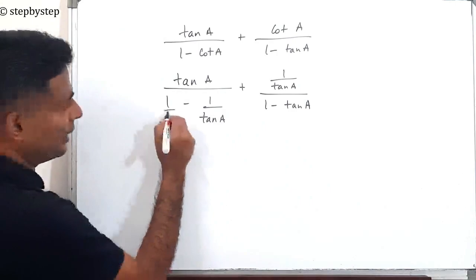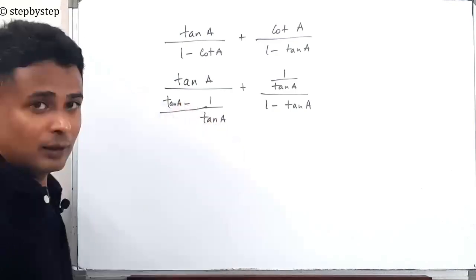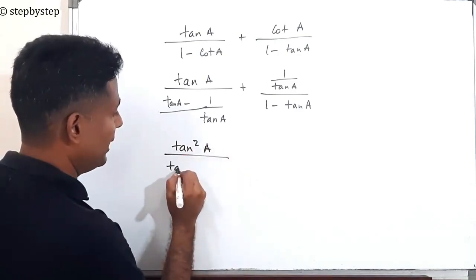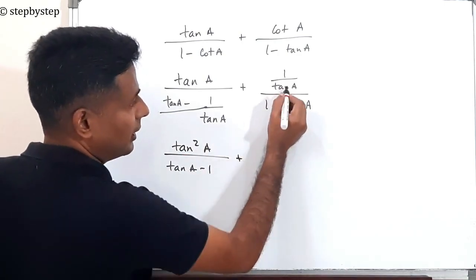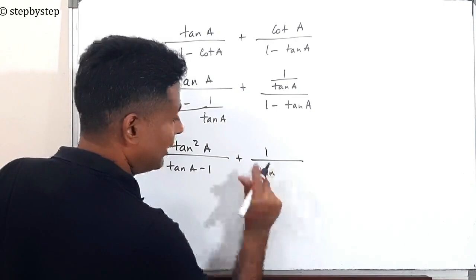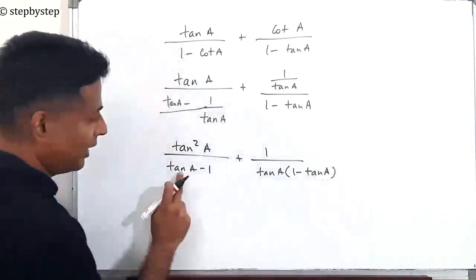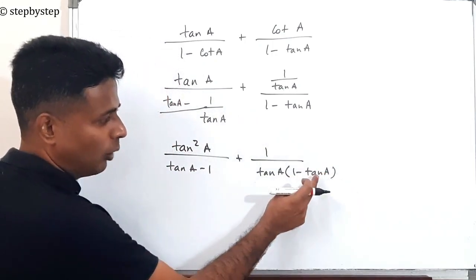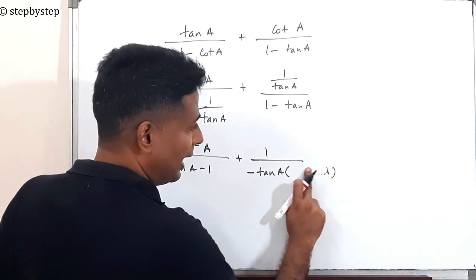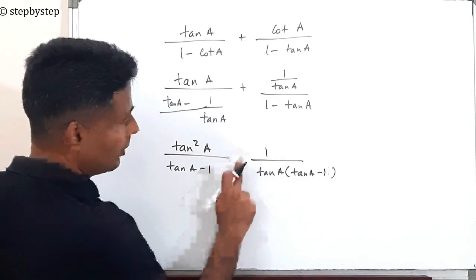Now if I take LCM here, it's 1 into tan A, it will become tan A minus 1 by tan A. Now guys, this tan A goes up, it becomes tan square A by tan A minus 1, plus this denominator always goes up and comes down. So it becomes 1 by tan A into 1 minus tan A. Now here we have tan A minus 1, here we have 1 minus tan A. So how do I make 1 minus tan A into tan A minus 1? If you remember, I just have to take the minus sign outside, and 1 minus tan A will become tan A minus 1. Now plus into minus, minus.